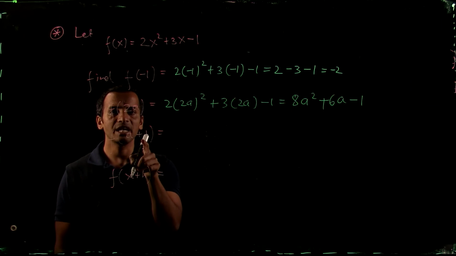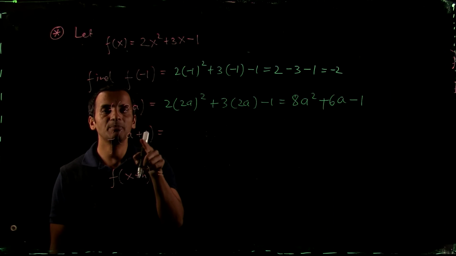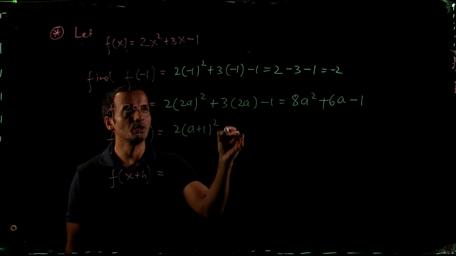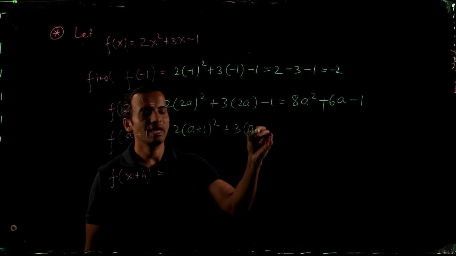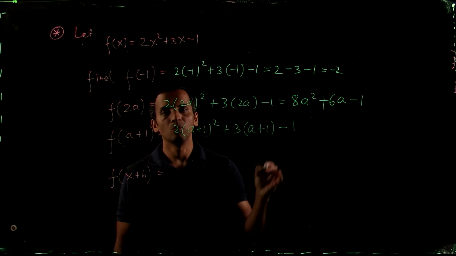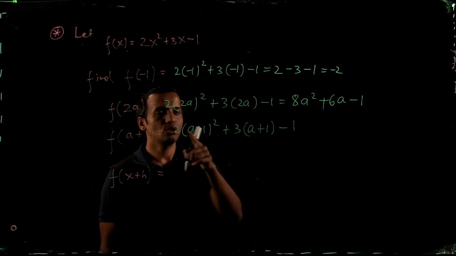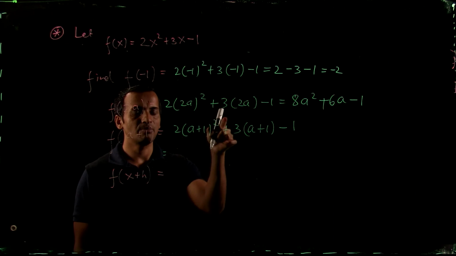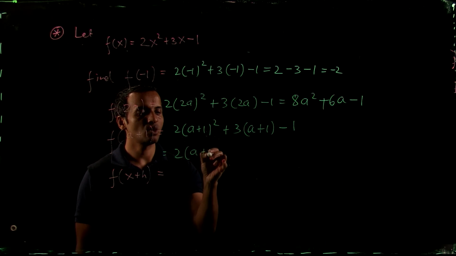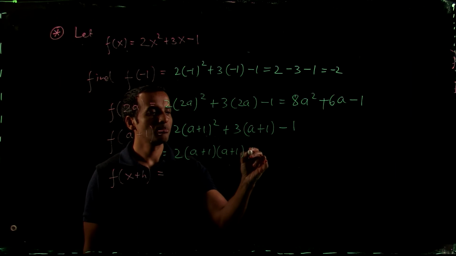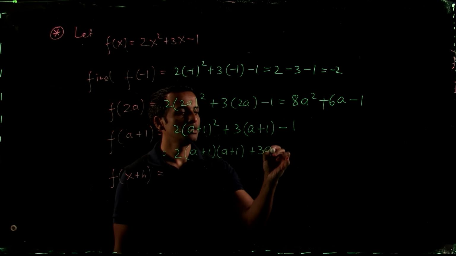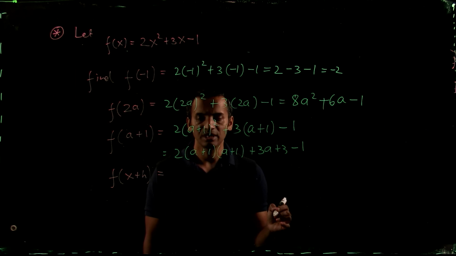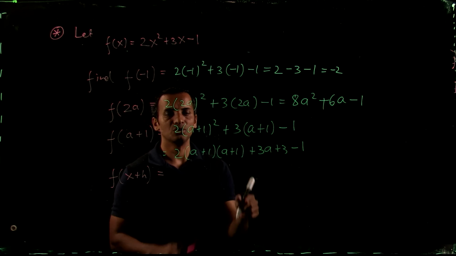Okay. How about f at a plus 1, meaning that all x should be replaced by a plus 1. So it will be 2 times a plus 1 squared plus 3 times a plus 1 and then minus 1. You simplify this. So you get 2 times a plus 1 times a plus 1. You FOIL that, a plus 1 times a plus 1, plus 3a plus 3, you distribute that 3, and then minus 1. Does it make sense? Next, you FOIL these two, okay?